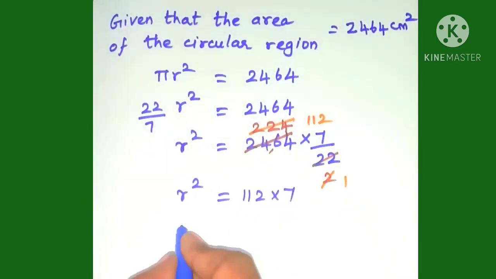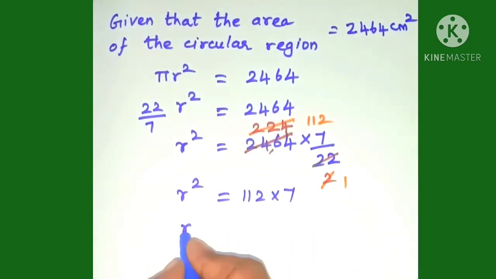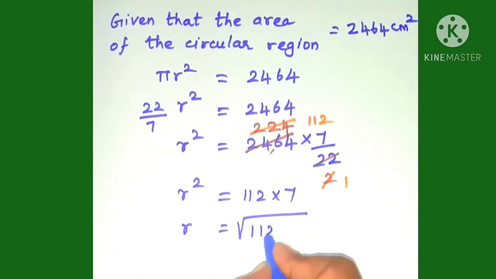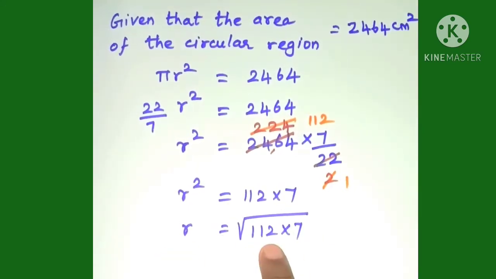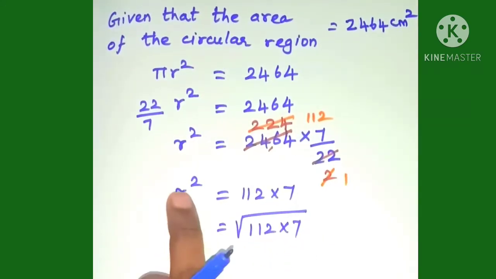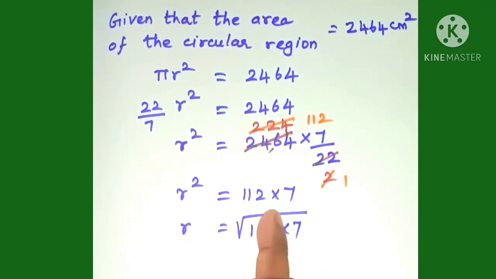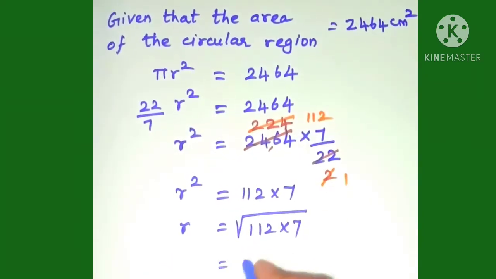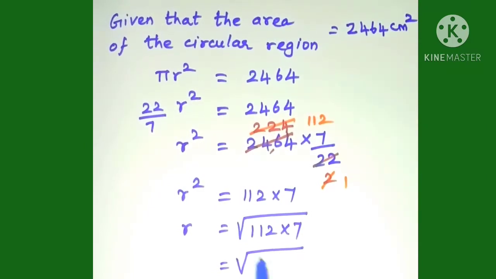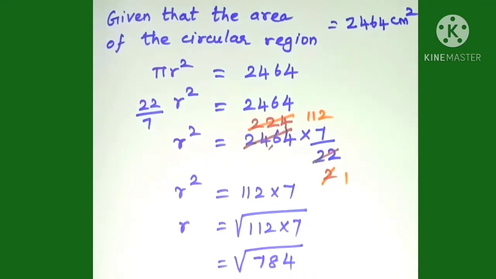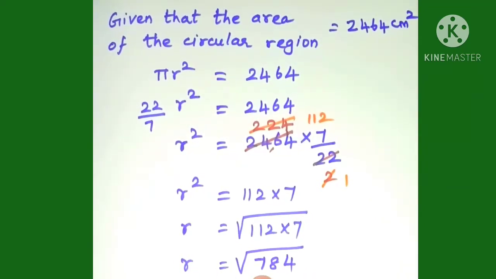So now we know that to find the value of r, the square becomes the square root of 112 into 7. So here the square, when it crosses the equal to sign, it becomes square root as we know. And here square root of 112 into 7 is 784. Now we have to find the value of square root of 784.